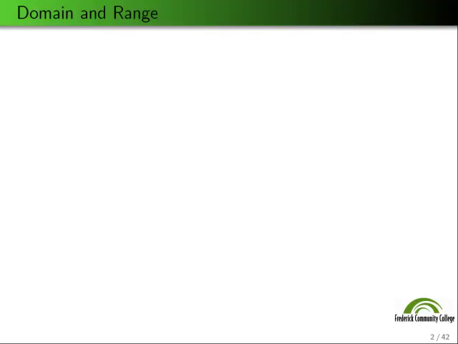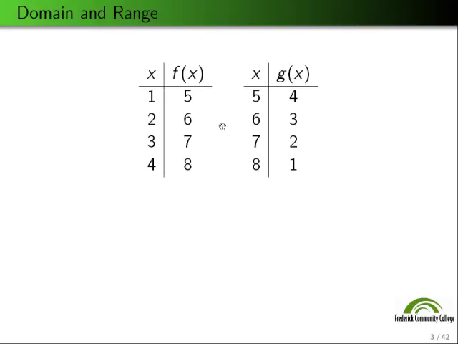First thing we're going to talk about is the domain and range. We're given two functions here in tabular form. We were given the function f and the function g. Let's focus on the function f first. And the domain of f, that's the inputs, 1, 2, 3, 4. The range of f is the outputs, 5, 6, 7, 8.